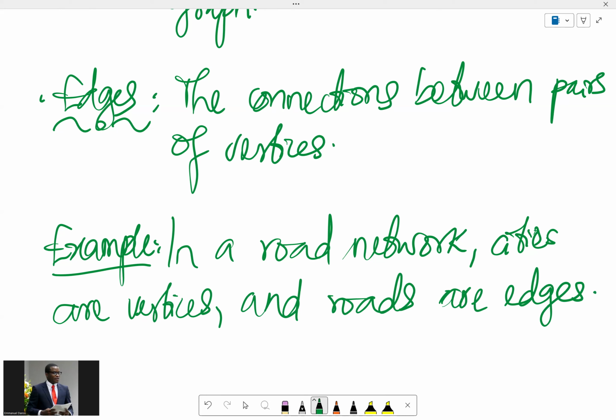In the Nigerian context, we have key cities like Lagos, Abuja, and Port Harcourt. Those are vertices, but the roads that connect pairs of those cities would actually be the edges.